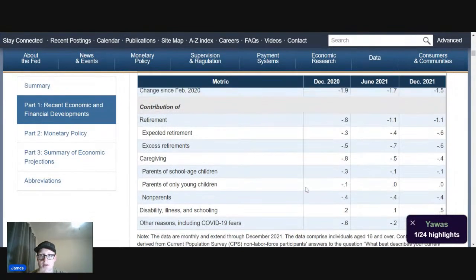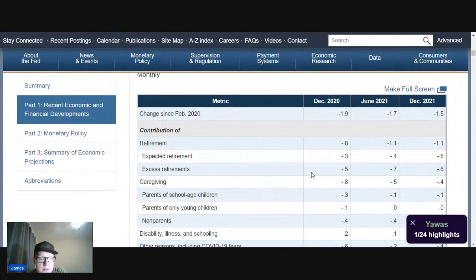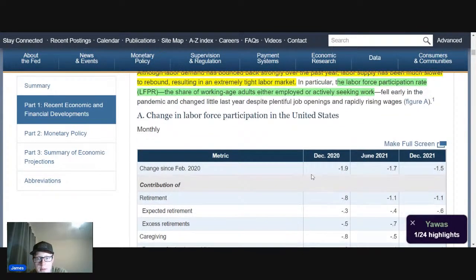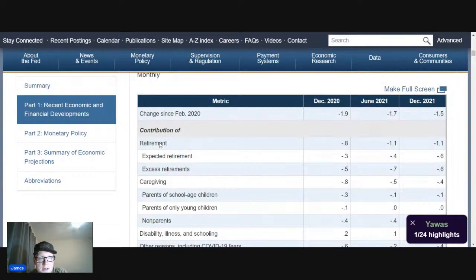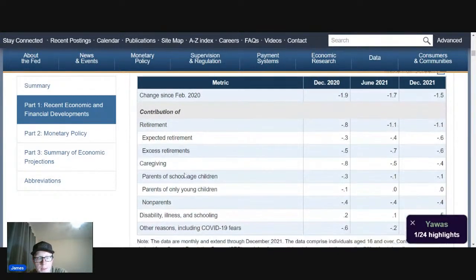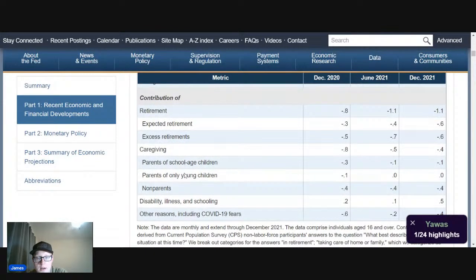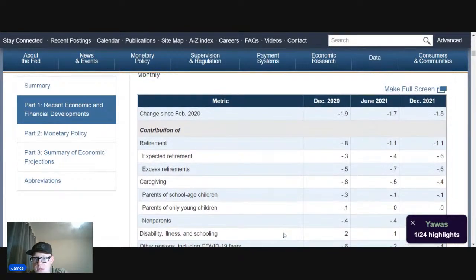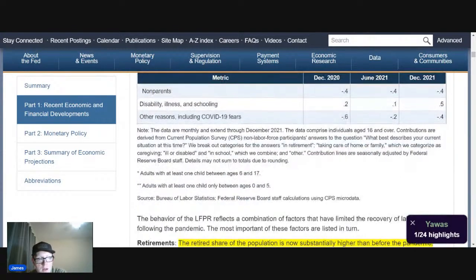Not entirely sure. It looks like this is the decrease in the labor force participation rate, which would make sense, especially for retired people, because we know a lot of people are getting retired. We'll get more into that earlier, and it seems like it gives the reasons for it. Contribution of, yep. So yeah, it shows the amount.